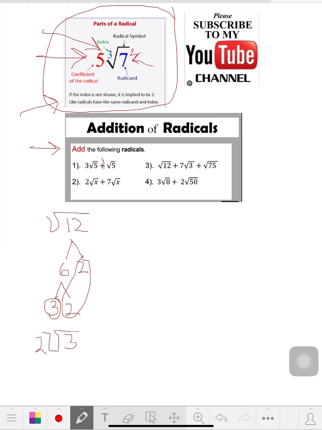Now, let's go to the next. The next is plus 7 times the square root of 3. 2, 3. That's it. I can bring that down, because the 3 is going to be the new radicand that I want. So I got 7 times the square root of 3.